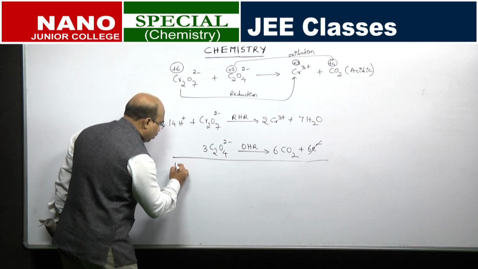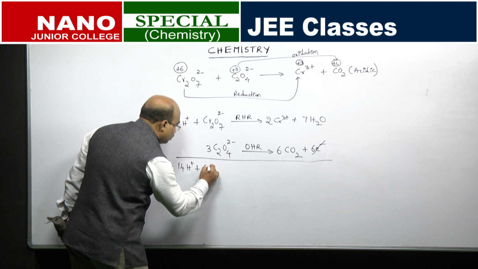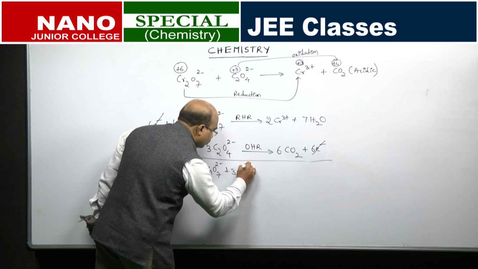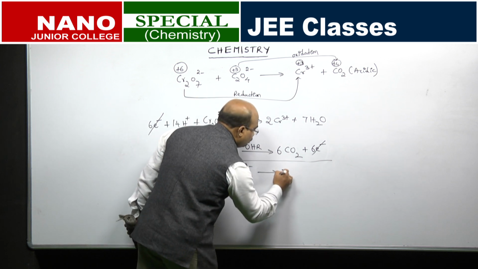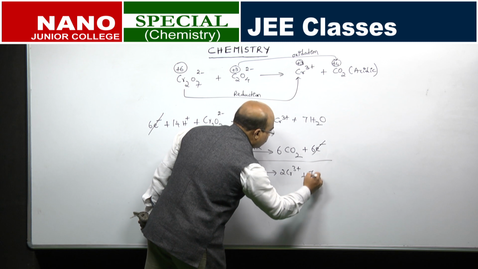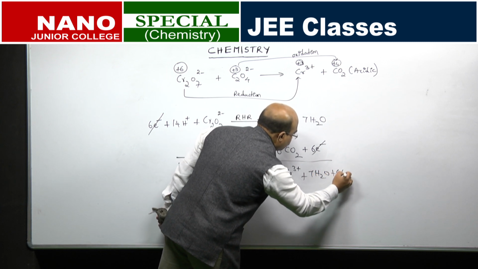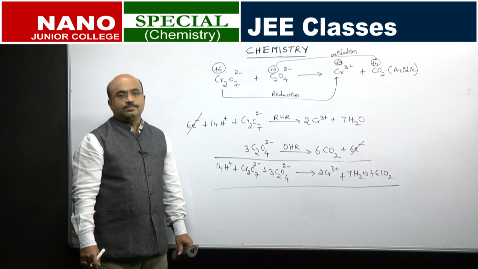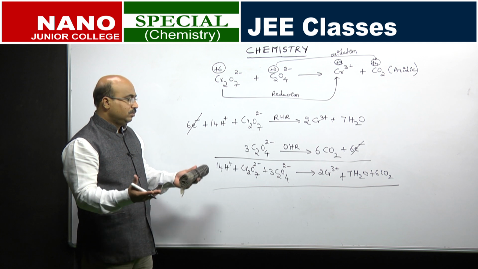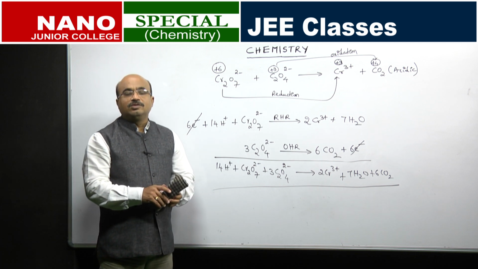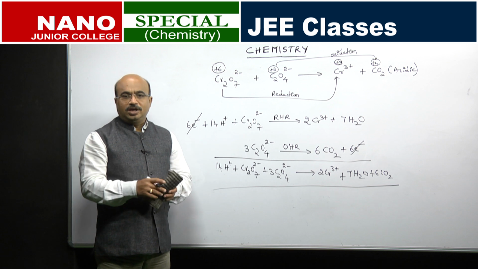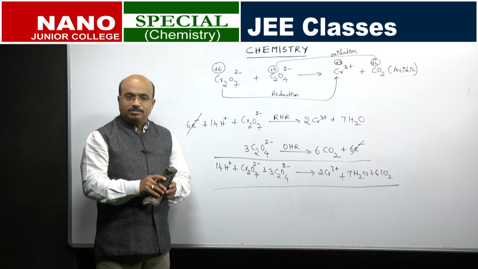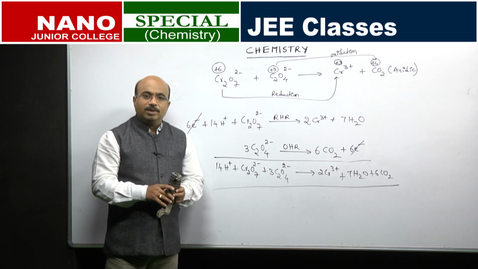So, it is now 14H plus, Cr2O7 2 minus plus 3C2O4 2 minus giving 2Cr3 plus, 7H2O plus 6CO2, that is it. This is the balanced equation for this reaction. So, let us take a basic medium equation now, and we will see how we will balance it.